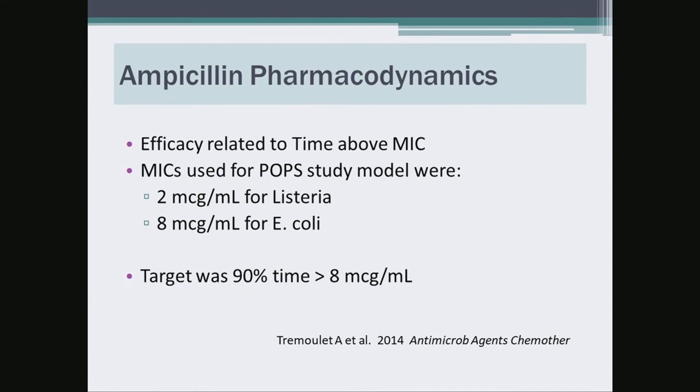Some relatively recent information on ampicillin pharmacodynamics. Remember that it's a beta-lactam antibiotic, and therefore the efficacy is related to the time above the MIC. In a POPS study model, MICs that were used were 2 micrograms per ml for listeria and 8 micrograms per ml for E. coli. Because of these targets, the goal was to have a concentration above 8 micrograms per ml 90% of the time during the dosing interval.